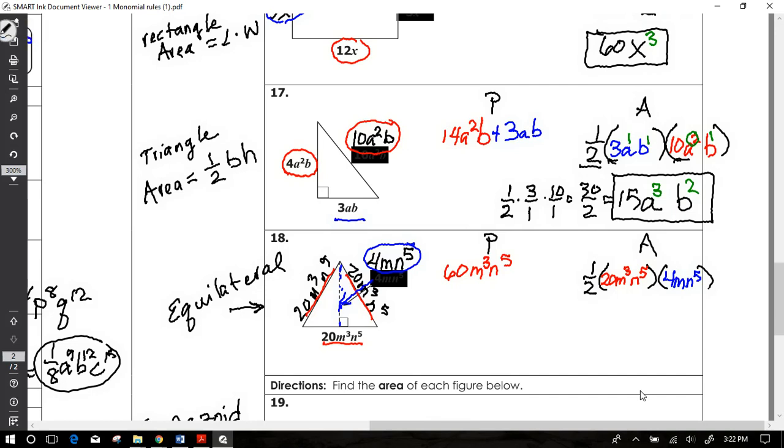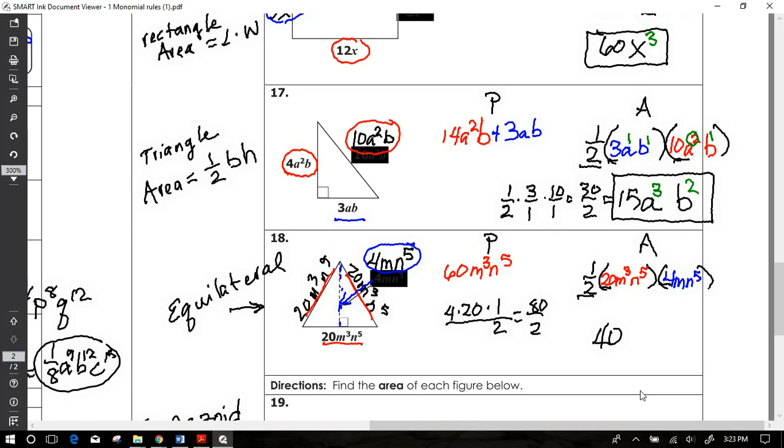So now I'm ready to multiply all this together. I have 4 times 20 times 1/2, if you can see how that works, okay? So 4 times 20 is 80 over 2 gives me 40. Officially, I have a 40 in the front.